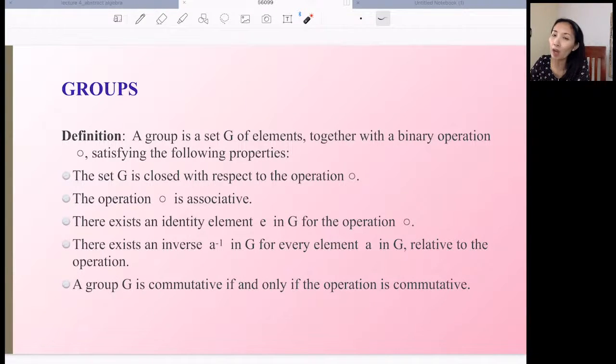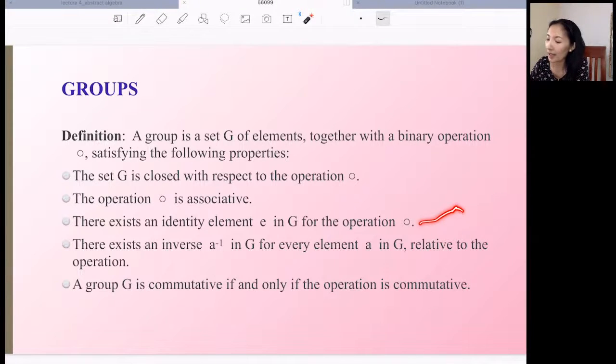Changing the grouping of numbers to be added does not affect the sum. Next, there exists an identity element. For addition, yes, the element is 0. The identity element with respect to addition, take note, we are talking about addition.